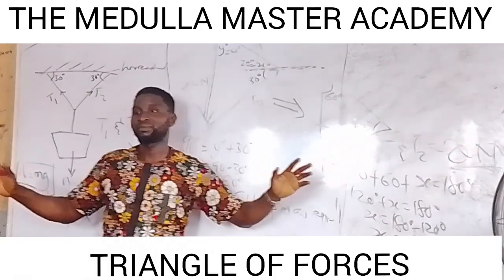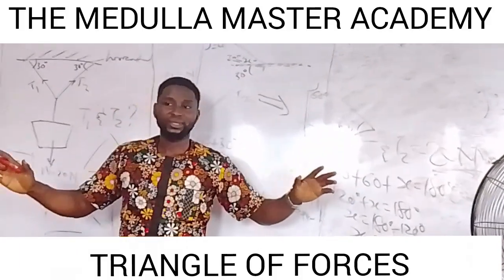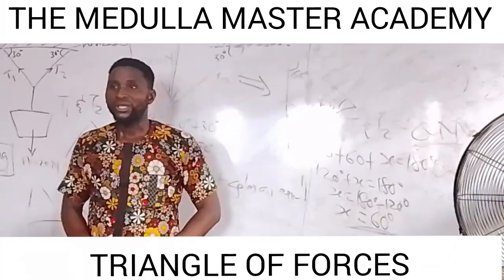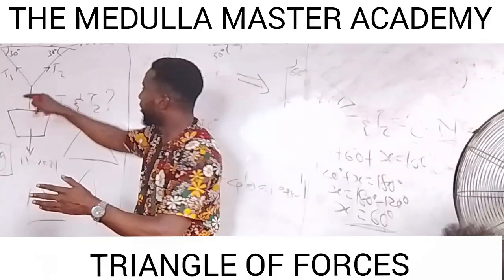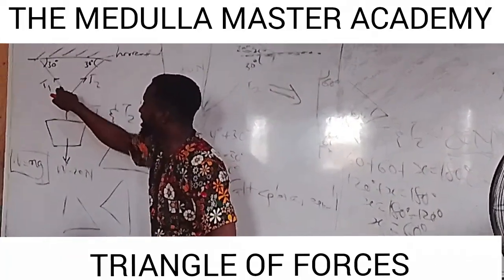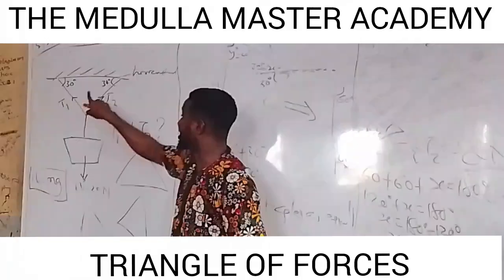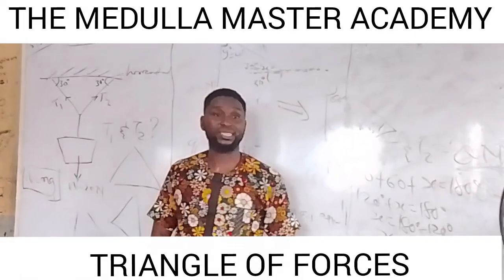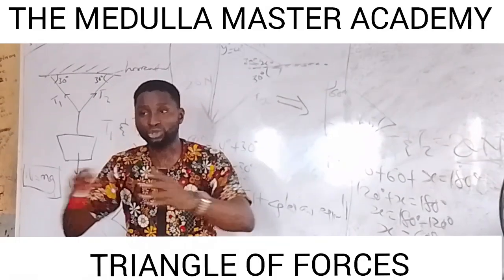Simple. That is how we got T1 and T2. So the tension with which this guy holds this one is 20 newtons. This one is 20 newtons. And this guy here is also 20 newtons. An equilateral triangle.